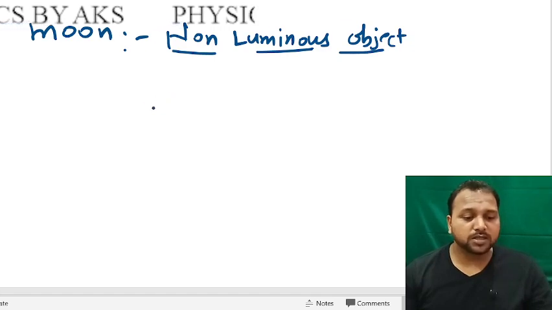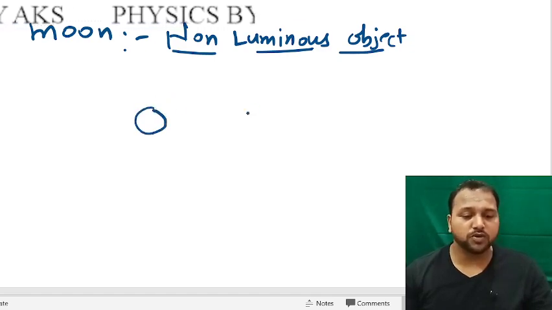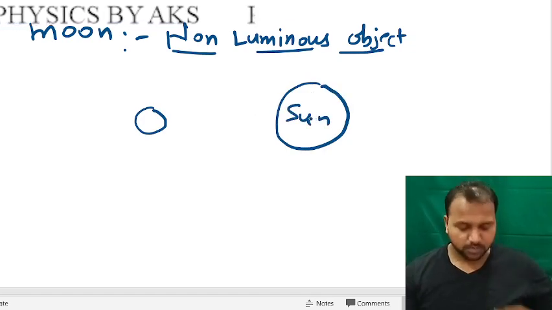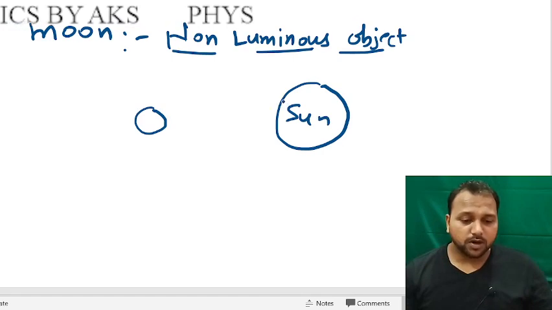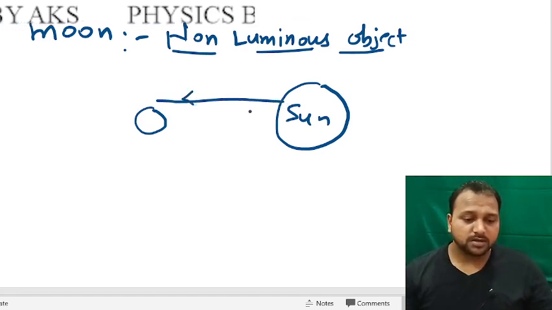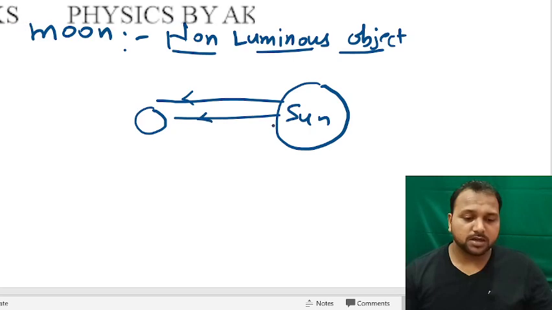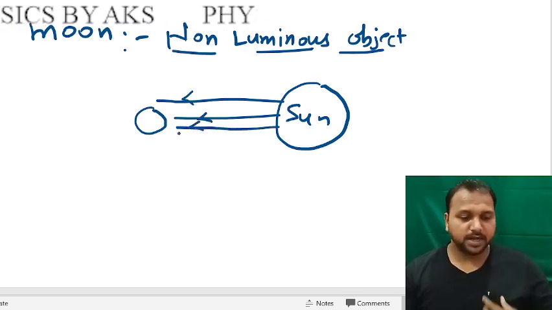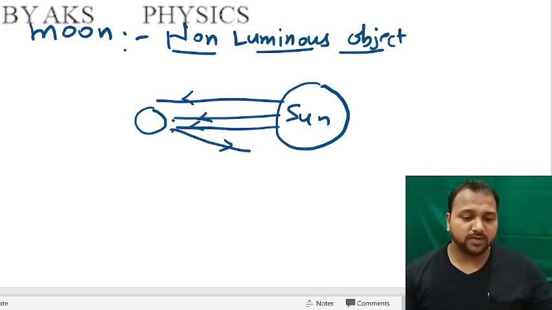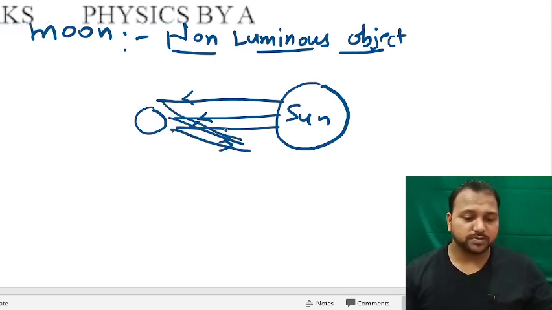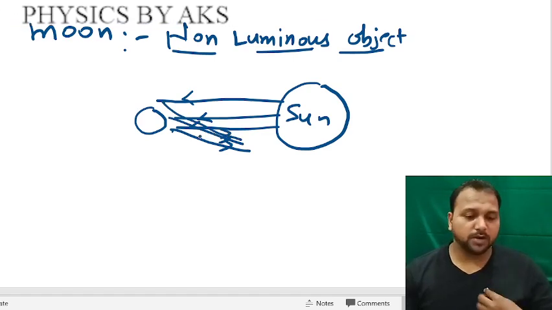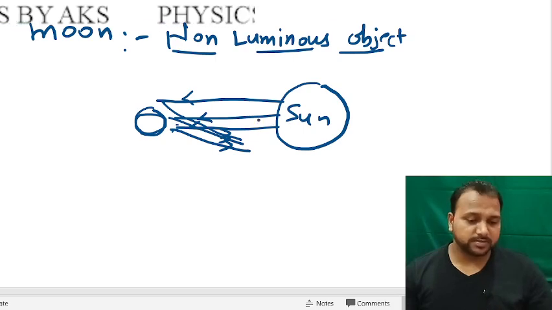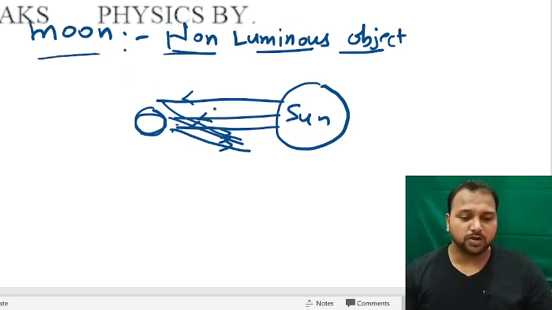So student, the moon does not produce its own light. This is your moon, this is your sun. Because of the sun, there is a light coming from the sun which is reflected by our moon, and that reflection we see on our earth. So it does not produce its own light, it only reflects the light of the sun, and that is why the moon is a non-luminous object.